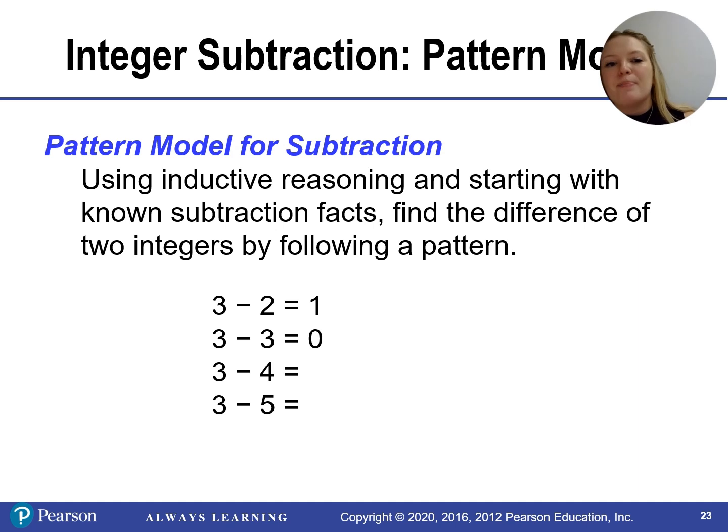We can again use patterns to follow subtraction. 3 minus 2 is 1. If we subtract 1 more, then we're left with 0. If we subtract 1 more, we have negative 1. If we subtract 1 more, we're left with negative 2.